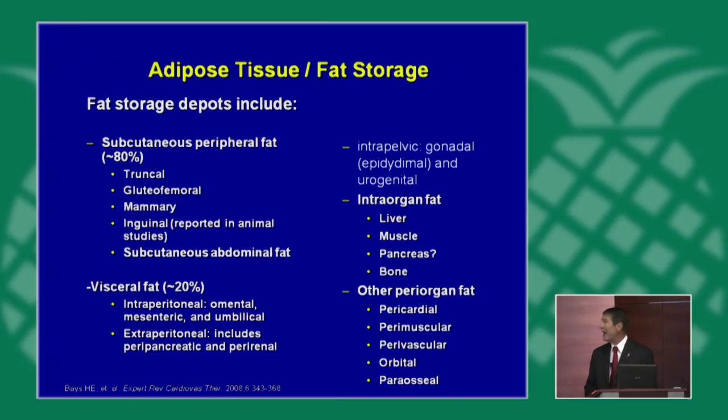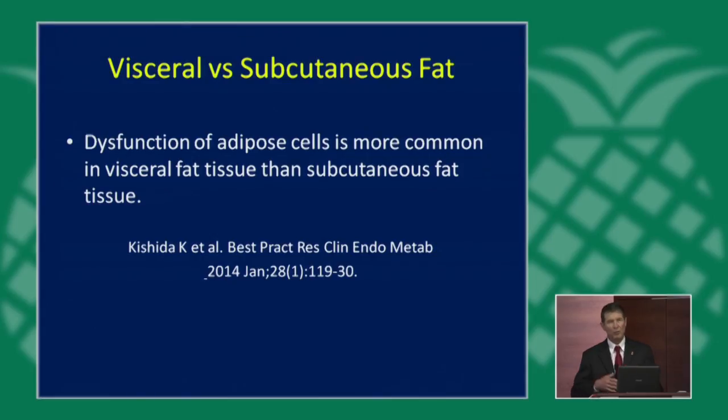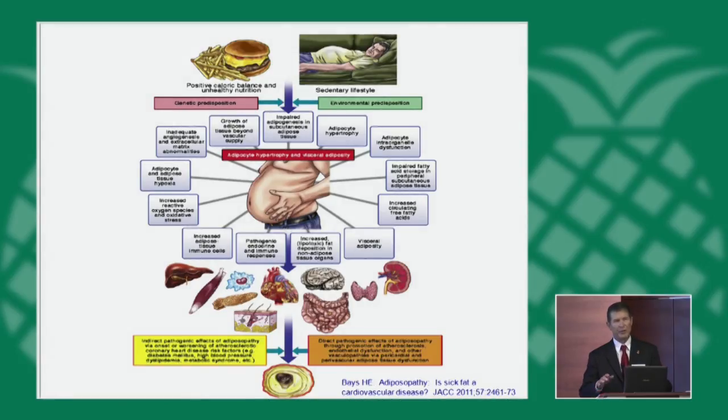Well, where is most of the adipose tissue located? The overwhelming majority, about 80%, is in subcutaneous adipose tissue, subcutaneous fat, whereas about 20% is intraperitoneal, visceral fat. And one of the themes I'm going to develop is that visceral fat, as it turns out, is more metabolically active than subcutaneous fat and more likely to become dysfunctional. And as a result, it's important when we talk about adiposopathy to understand how it works.